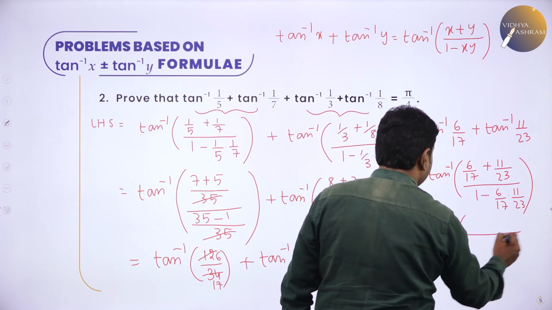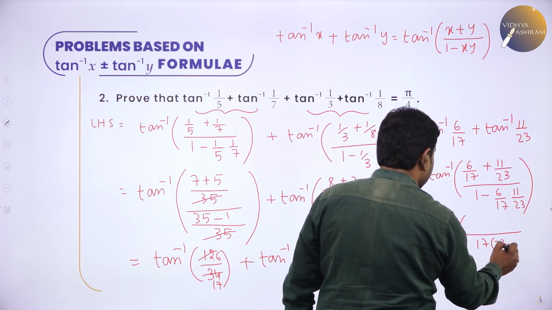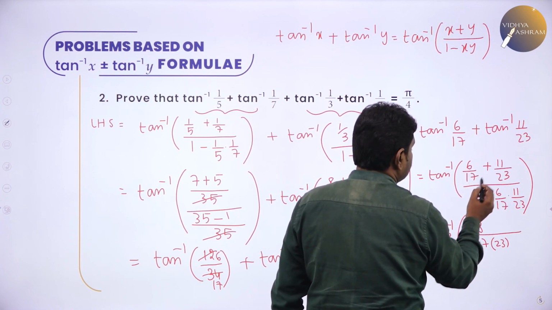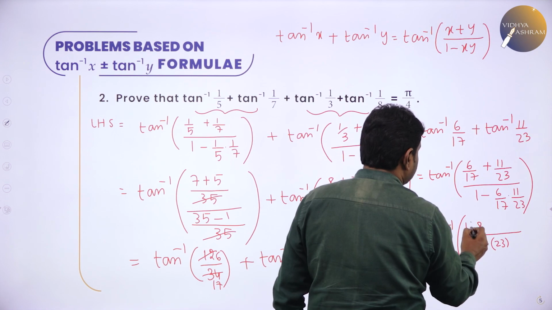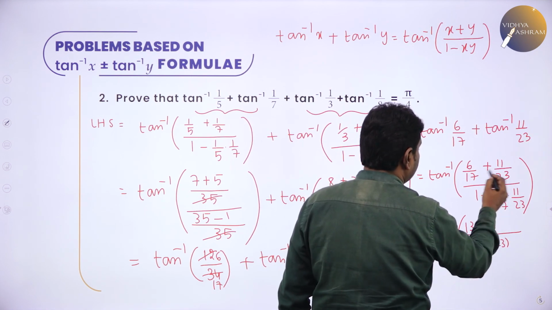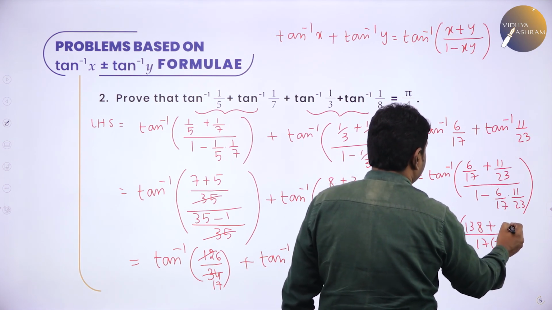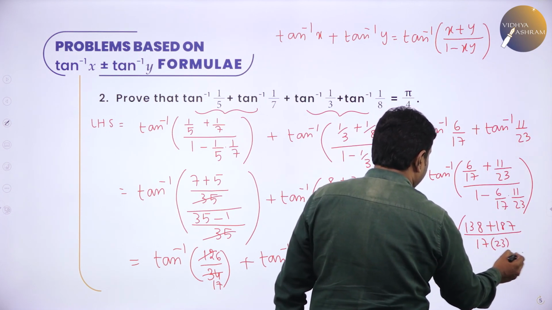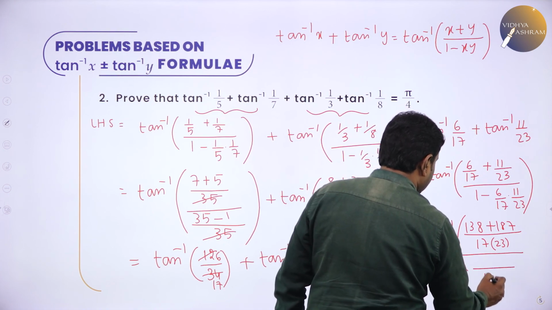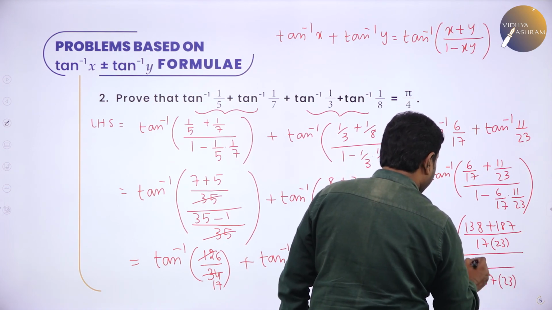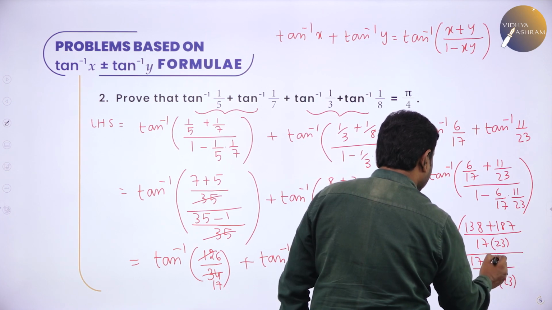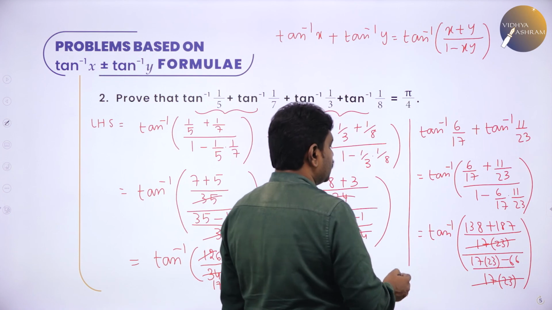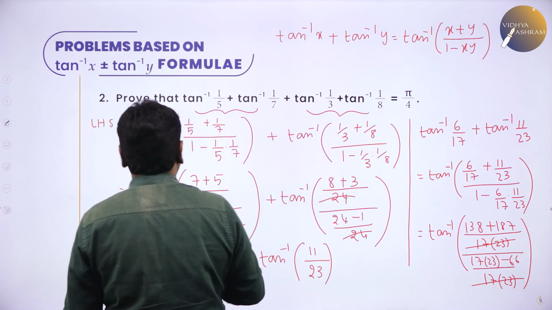That is tan inverse of, take LCM. So LCM is what? 17 into 23. Cross multiply, 23 6s are 6 3s are 18, 6 2s are 12, 12 plus 1 is 13, 138 plus 17 into 11, 11 7s are 77, 11 1s are 11, 11 plus 7 is 18, divided by the whole thing is 17 into 23. Here we have to find 17 into 23 minus 66. So these two cancel. Remaining terms, carefully simplify.